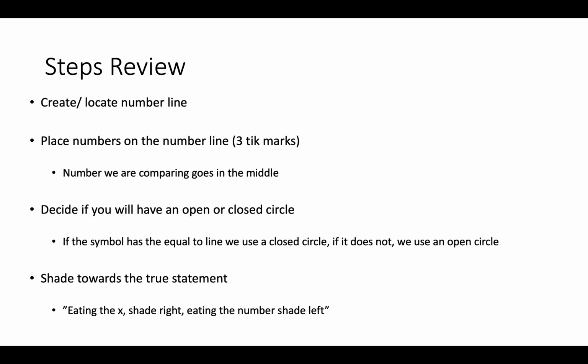Again, step 2 was place numbers on the number line. Remember, we only need 3 tick marks. I know in the past when we made number lines, I had you make various sizes based on numbers and stuff. For these, you only need 3 tick marks. The number we are comparing goes in the middle, and then you're going to count one number bigger, one number smaller on each side. To the right, one number bigger. To the left, one number smaller.